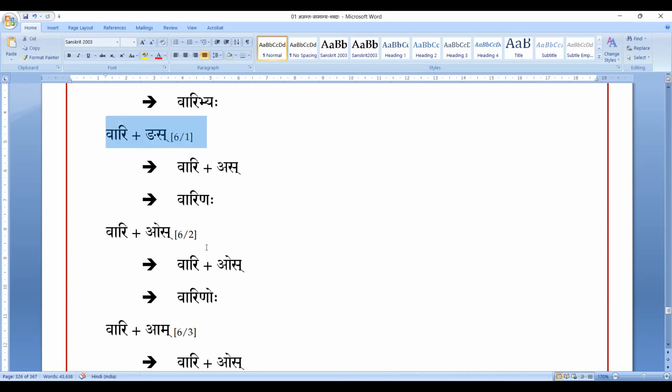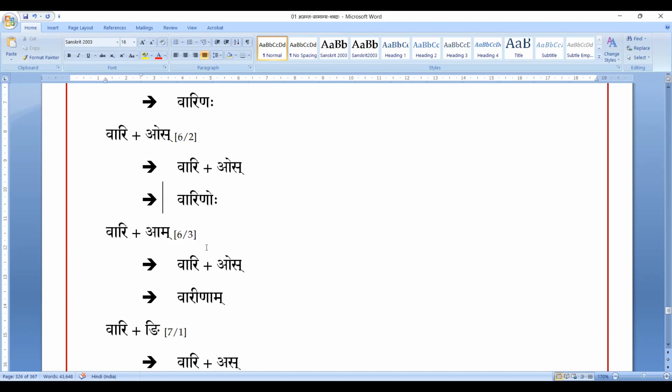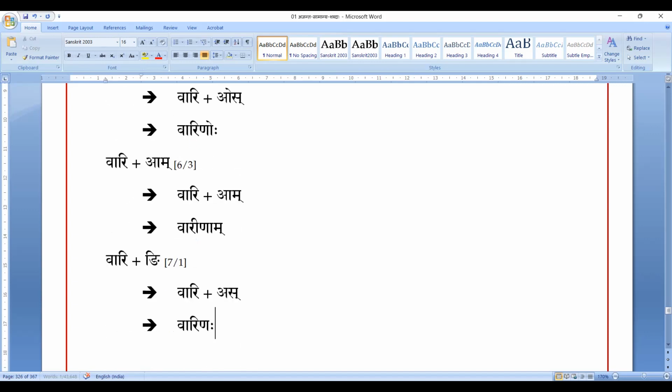Then 7-1. Sorry, there also vari plus os, not vos. Varinam, 6-3, okay. Same type. Vari plus ni, you get varini, with ach or without ach. Vibhakti pratyaya pare num, ajadi vibhakti pratyaya pare.